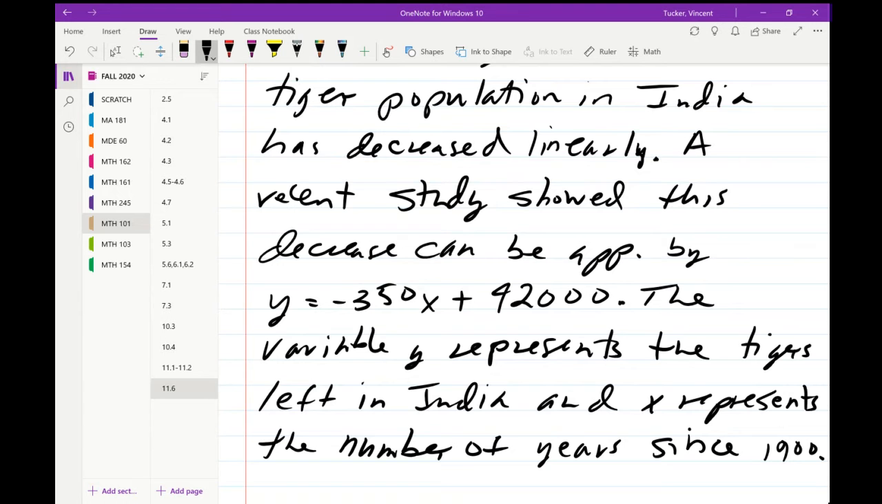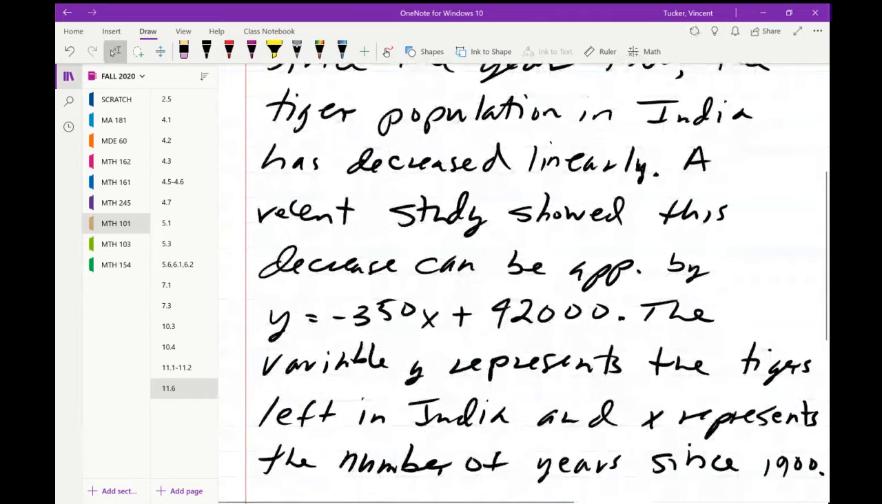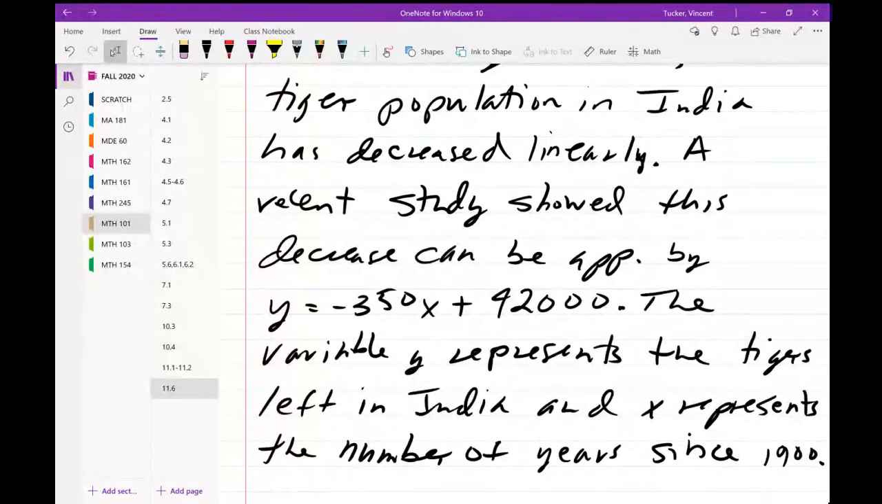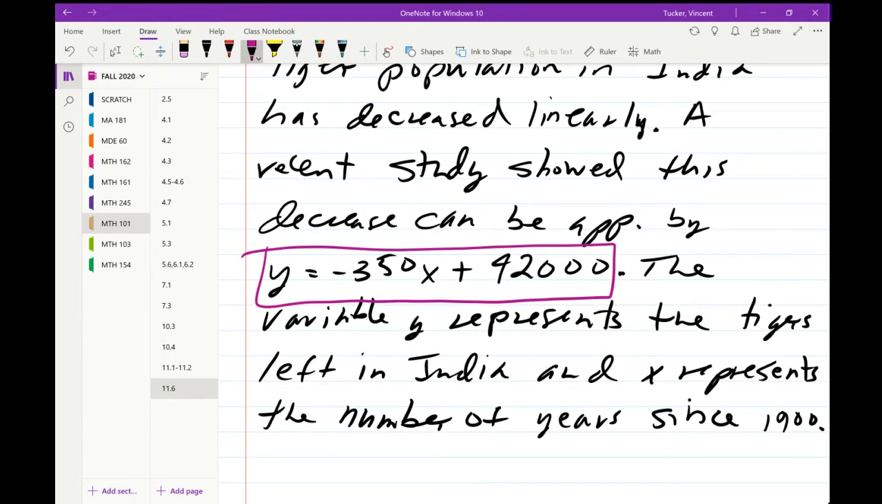All right, so here's the setup for the first problem. Since the year 1900, the tiger population in India has decreased linearly. A recent study showed this decrease can be approximated by this equation that's going to help us moving forward: y equal to negative 350x plus 42,000. The variable y represents the tigers left in India, and x represents the number of years since 1900.